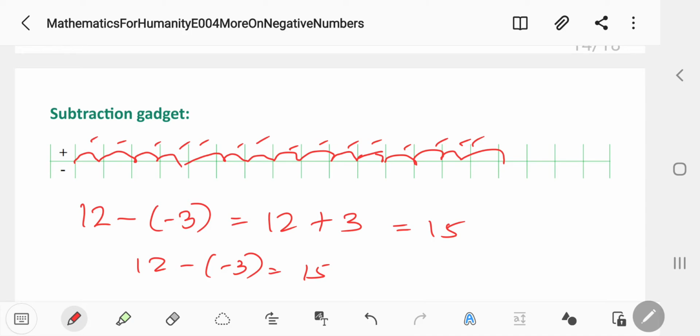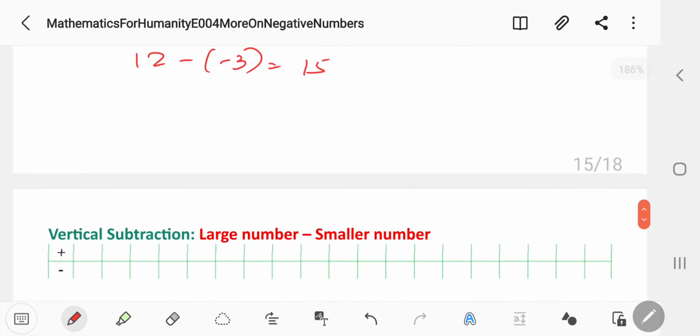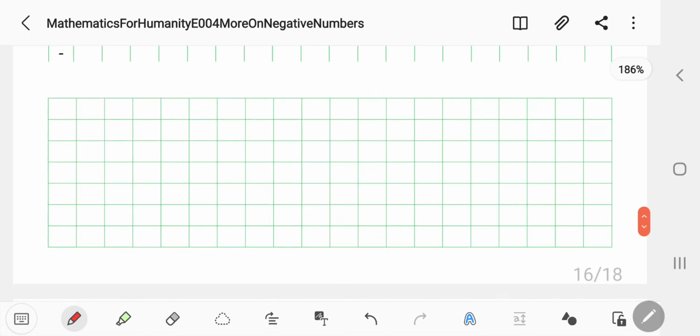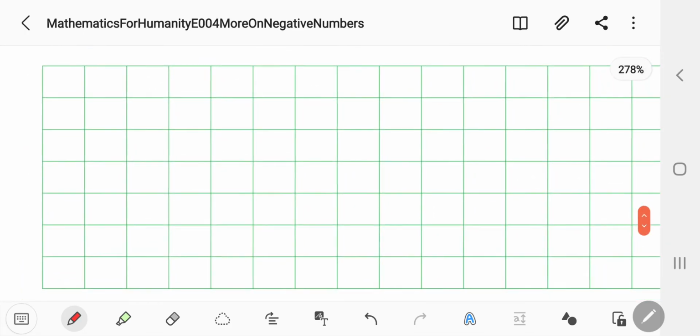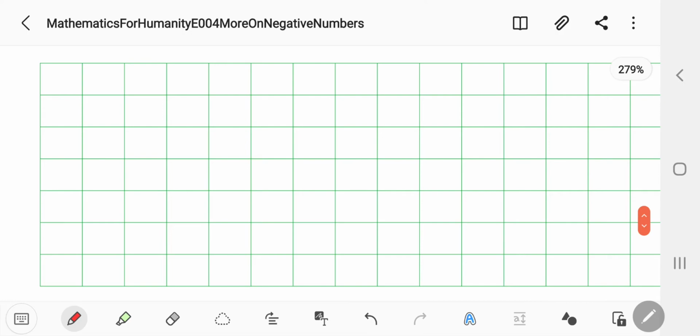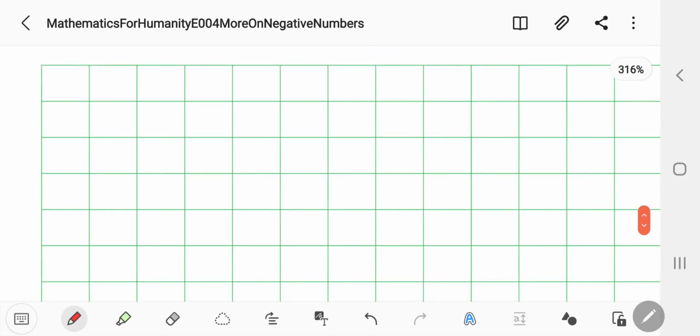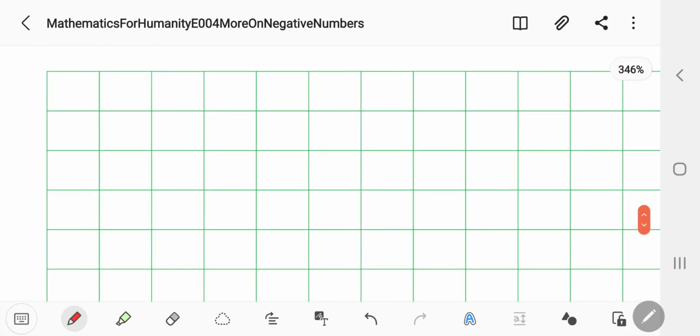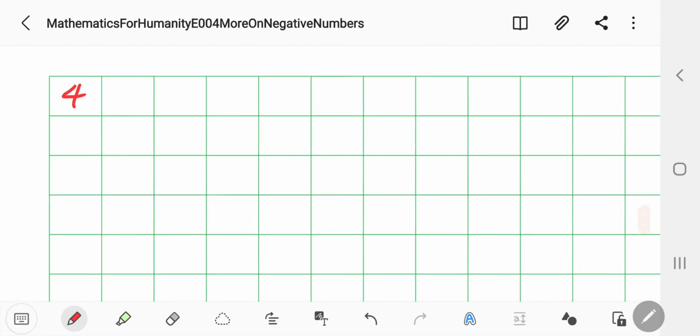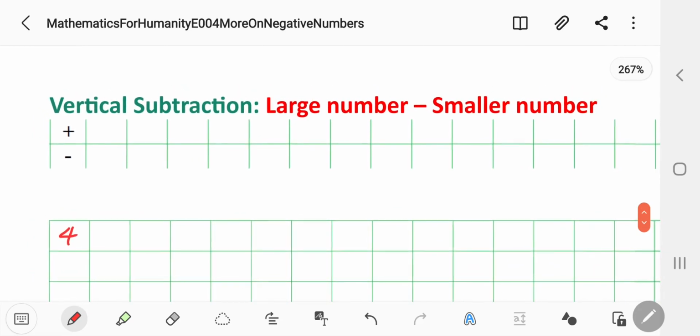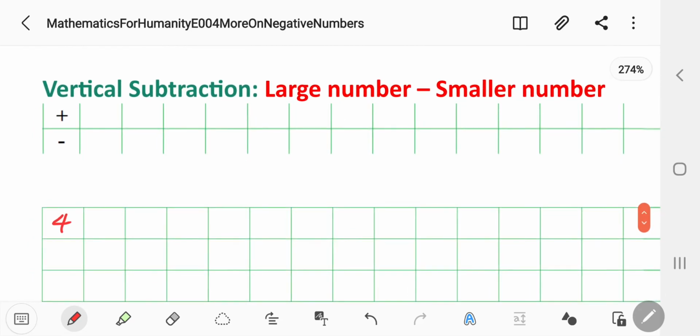So we'll proceed with an example that we can explore on. So here you have as an example, we have 4,000, for example. This is an example for large number minus smaller number.